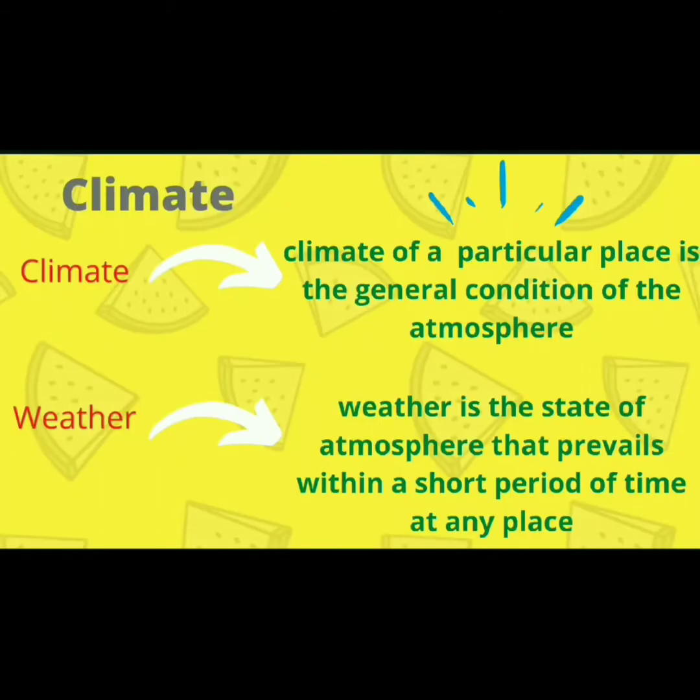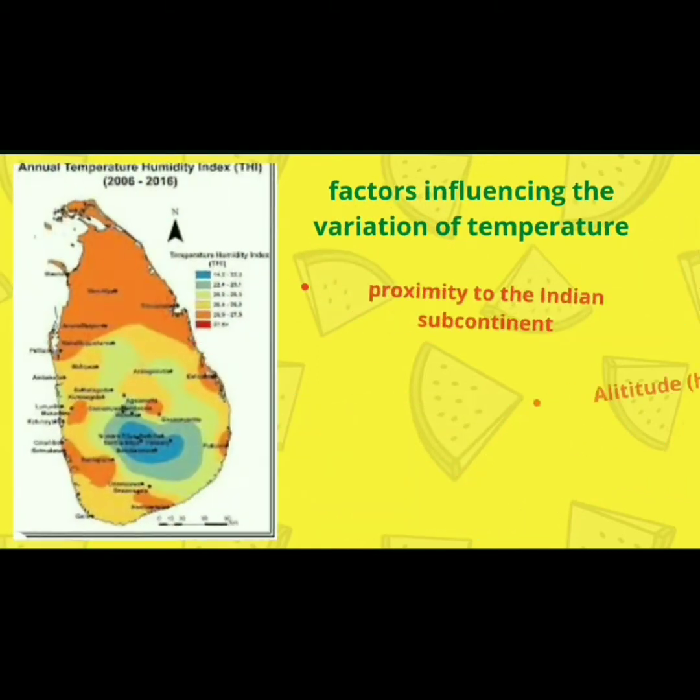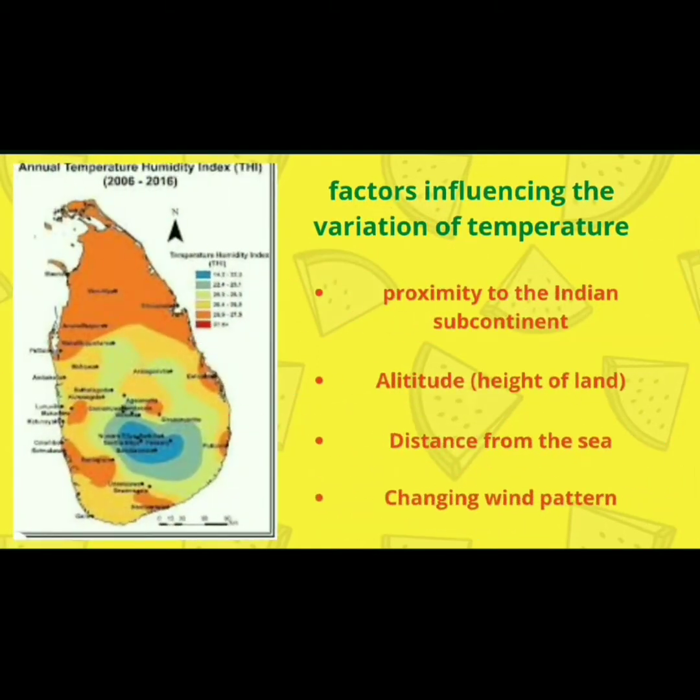Hey everyone, I am Nekhla and I would like to talk about the topic climate. Climate of a particular place is the general condition of the atmosphere which is determined by analyzing and concluding on weather for a long time. Moreover, we can define what weather is. Weather is a state of atmosphere that prevails within a short period of time at any place. I would also like to talk about several factors that influence the variation of temperature in Sri Lanka: proximity to the Indian subcontinent, altitude, height of land, distance from the sea, changing wind pattern.